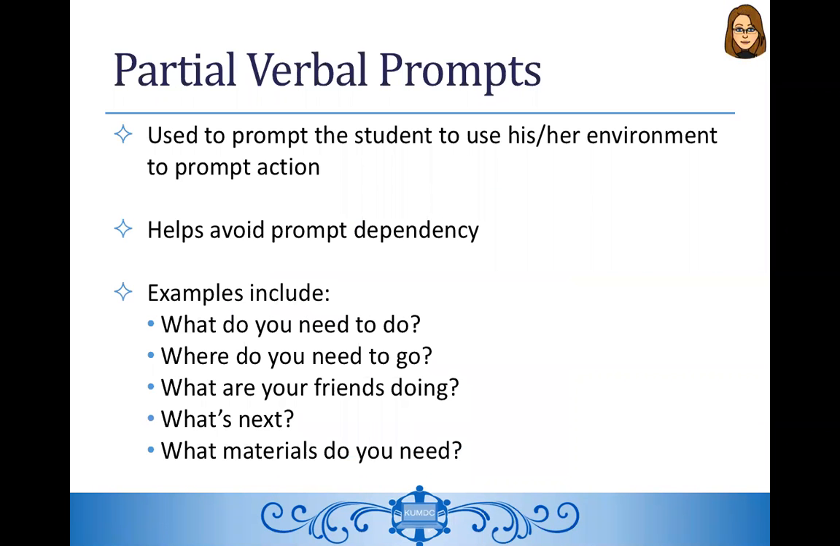To help avoid prompt dependency with students, teach them to use their environmental cues to prompt their action. So when the bell rings and it's lunchtime, they know that they need to put their things away and line up at the door to go to lunch, or things like that. Instead of giving them direct orders, so to speak, of what to do, ask them questions. Like, what do you need to do? Where do you need to go? What's next? What materials do you need? And allow them to learn how to use that environmental cue in order to prompt their action.